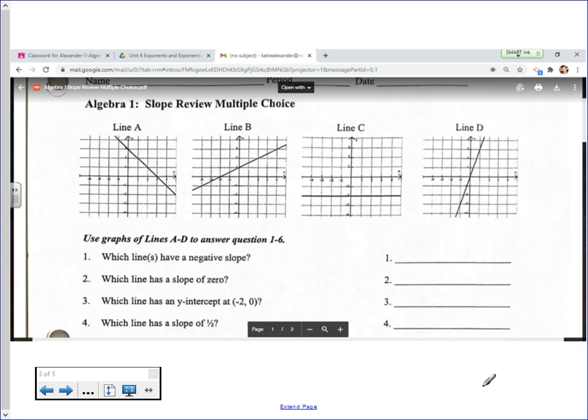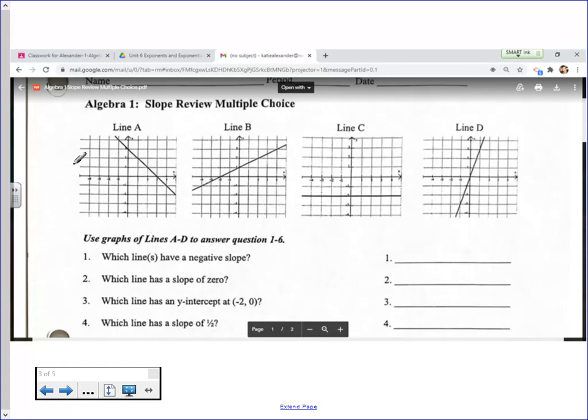Okay. First question says, which lines have a negative slope? So what it does is it gives you 4 lines. It gives you line A, line B, line C, and line D. If you look at your lines, how do you know if a slope is negative? It looks like you're going downhill.